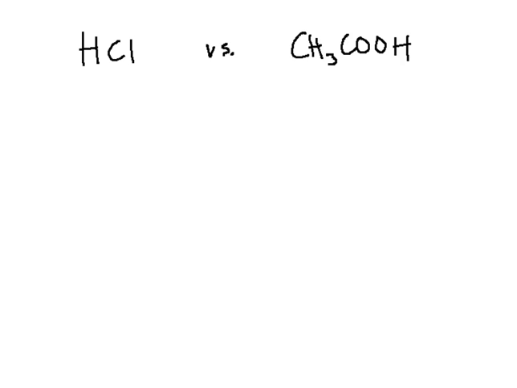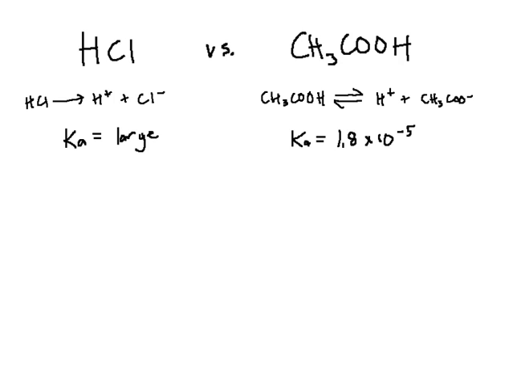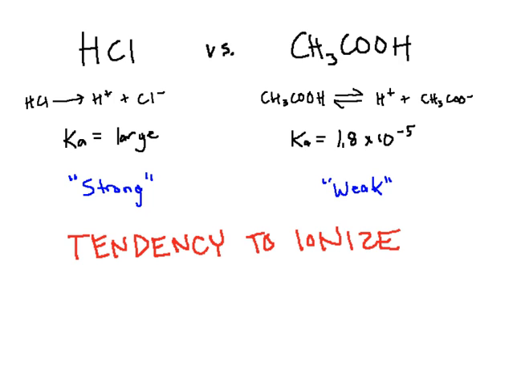In looking at two acids, HCl, hydrochloric acid, and acetic acid, we know that HCl fully ionizes while acetic acid doesn't. There's a Ka associated with each of these acids. The Ka for HCl would be large, and the Ka for acetic acid would be small. For this reason, we call HCl a strong acid, and we call acetic acid a weak acid. Remember that these terms, strong and weak, are all about an acid's tendency to ionize, not about the concentration of the acid.